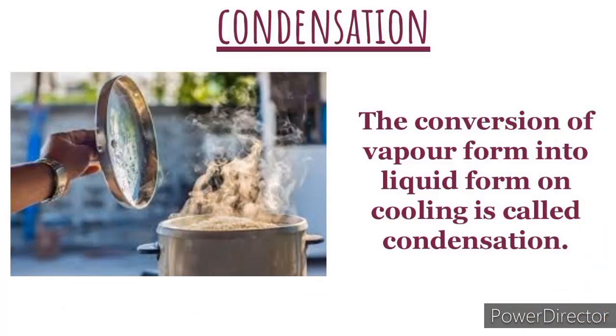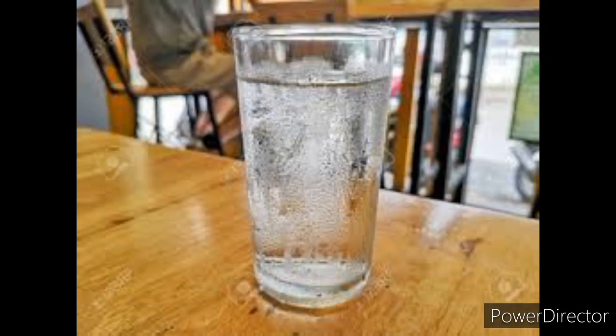The next term is condensation. Condensation is the conversion of vapor form into liquid form on cooling is called as condensation. Okay, so when we keep a glass of cold water outside, then around the glass we can see the small water droplets. Have you seen like that? This is because the water vapor which is present in the air, when it touches the cold glass, then the vapor is changed into the liquid form. Okay, this is the best example of condensation.